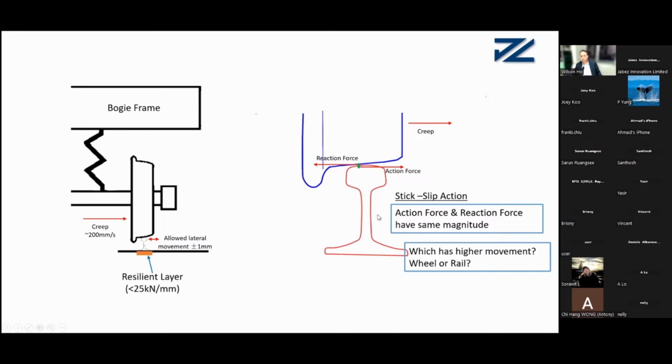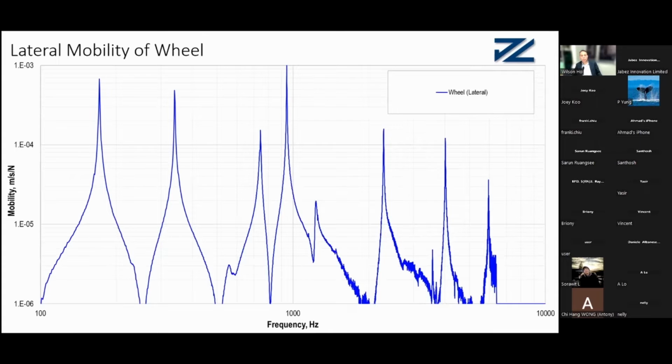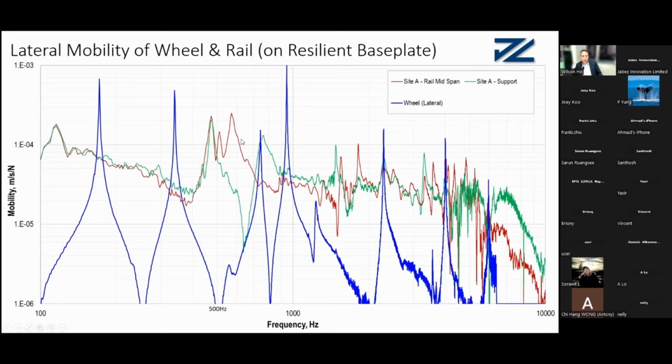Then we need to look at the mobility. This is the mobility of the wheel. It has high mobility at certain modes. Minus 4 is already a very high mobility. At 500 Hertz, compared to the rail, we can see there is a peak.